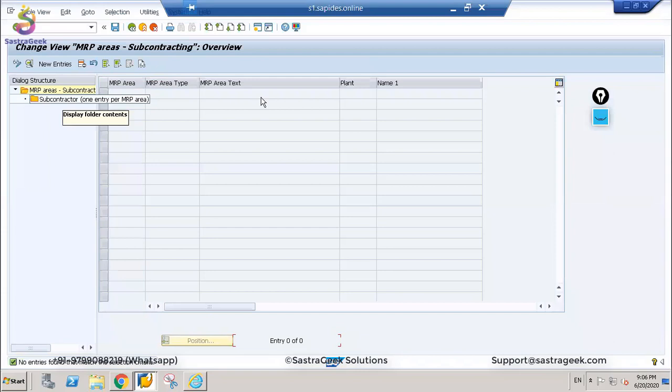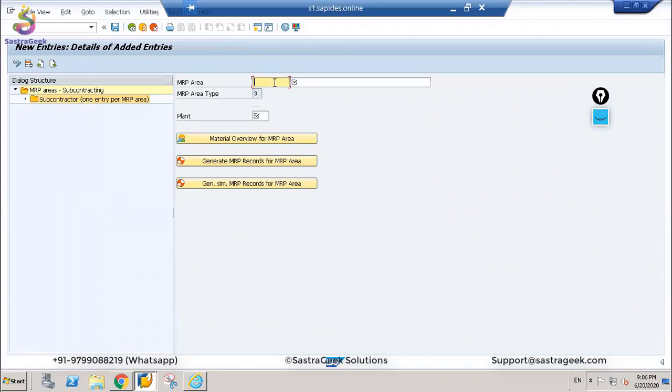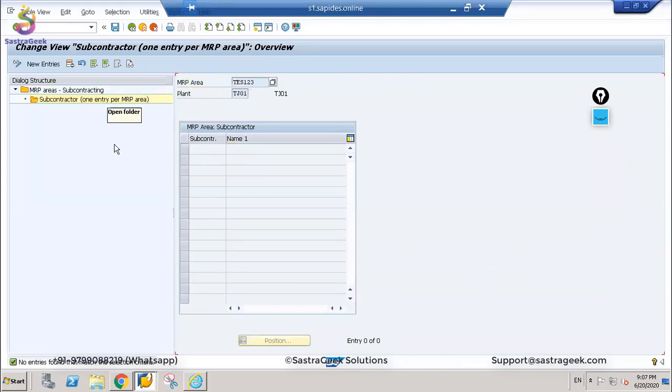Okay, MRP area text, plant name, right? And then here you have a subcontractor. Okay, let's create one of them. MRP area test one. Test con. I don't have the subcontractor and these things available. So to have 1 to 4 digits. Okay. Then here you need to assign the subcontractor at the configuration level.